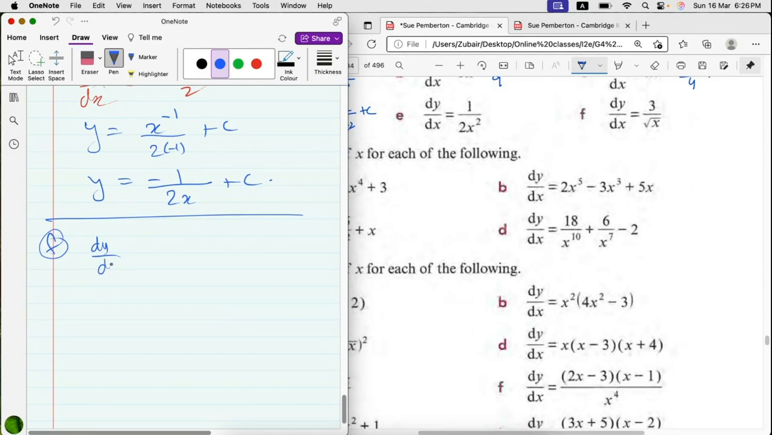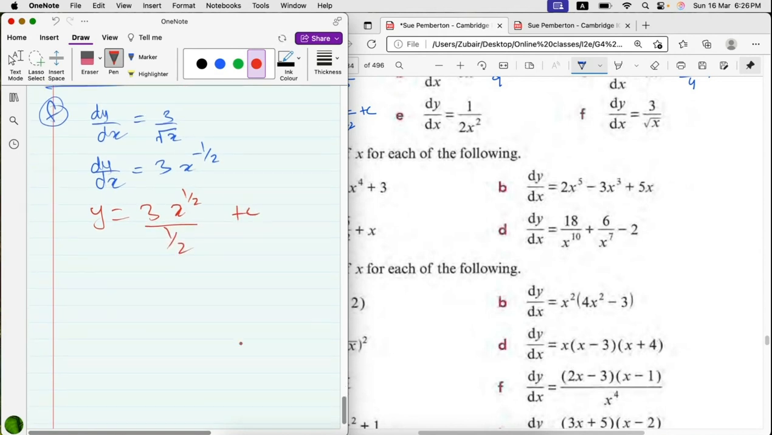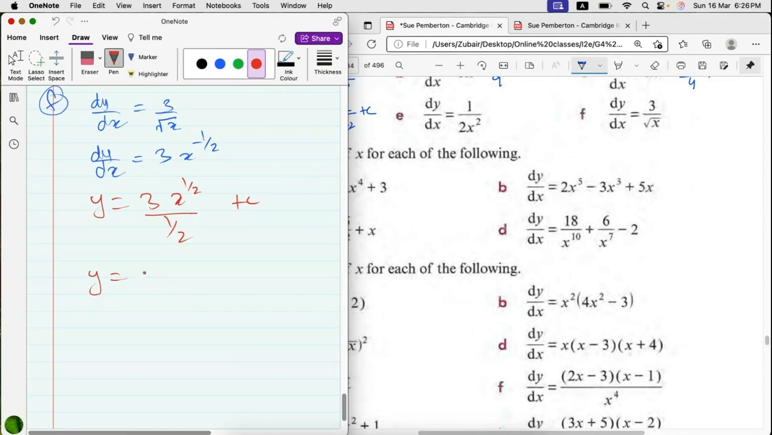F part. dy by dx is equal to 3 over square root x. So dy over dx is equal to 3x to the negative 1 by 2. Now I'm integrating it: power plus 1 over new power plus c. And now I'm simplifying it: 6x to the 1 by 2 plus c. Or you may also write it like this.